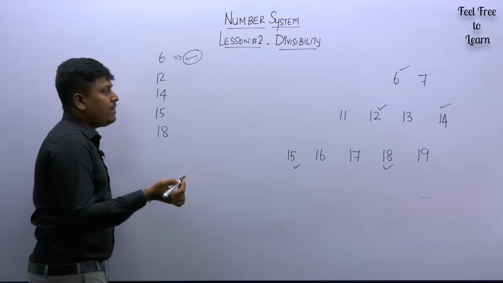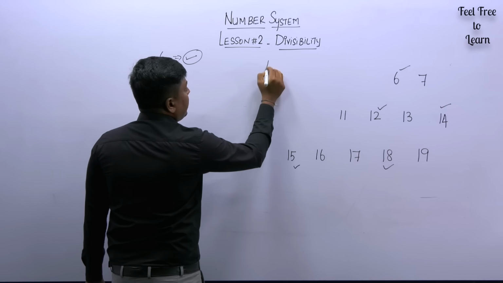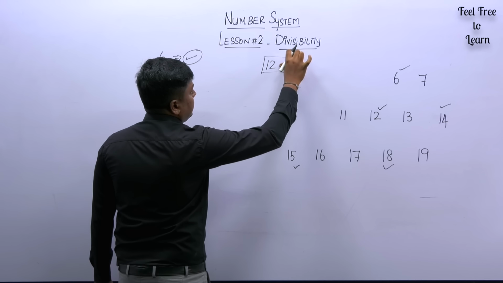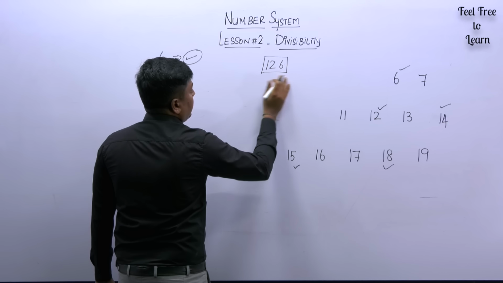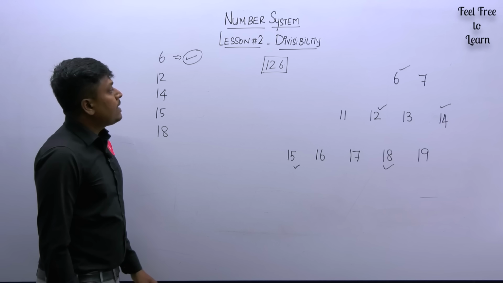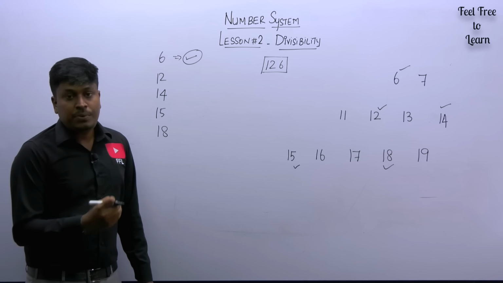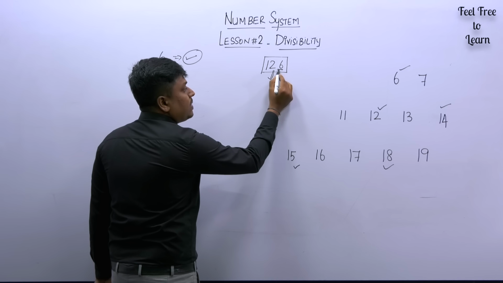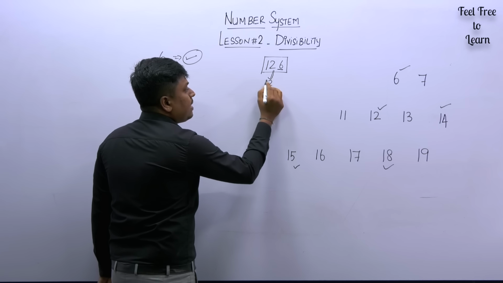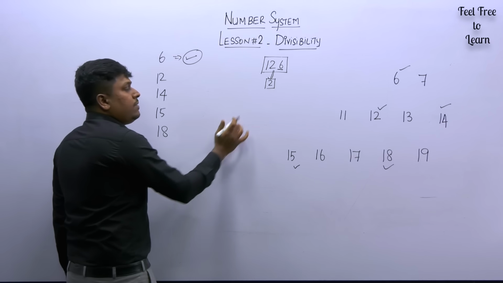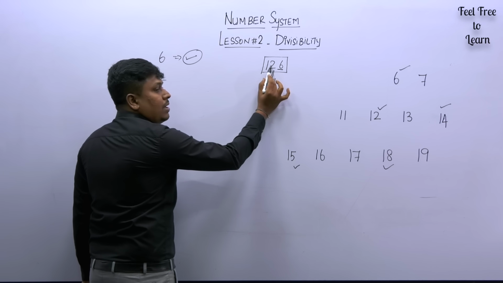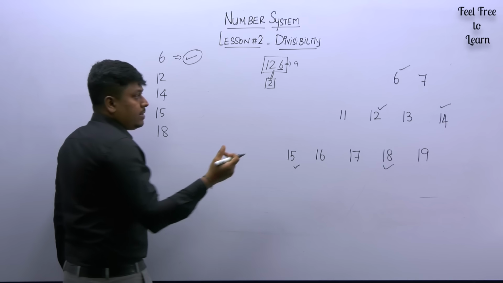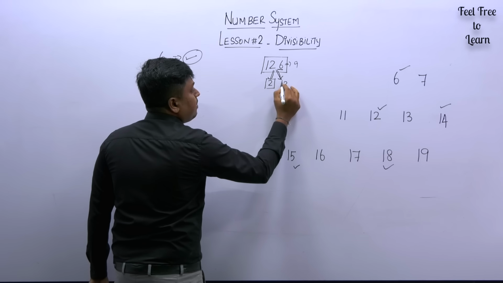So friends, got it or not? Let me take one example. Let me take the number 126. Just see here, this number 126 can be divided by 2. Yes or no? Because the last digit of the given number is 6, an even number, so it can be divided by 2. Similarly, if you add all these digits, 6 plus 2 is 8, plus 1 will be 9. So the sum of digits is 9, and 9 is divisible by 3. So the same number can be divided by 3 also.